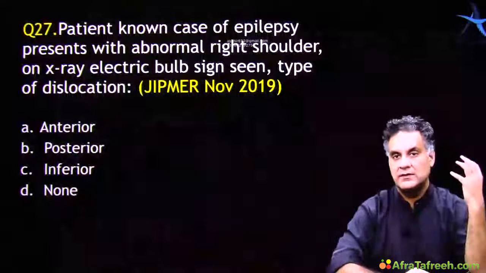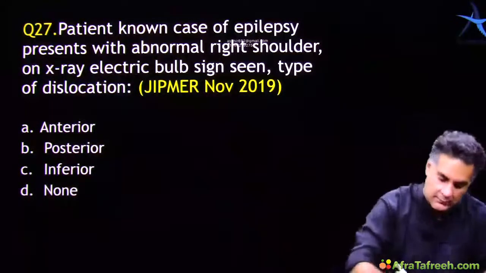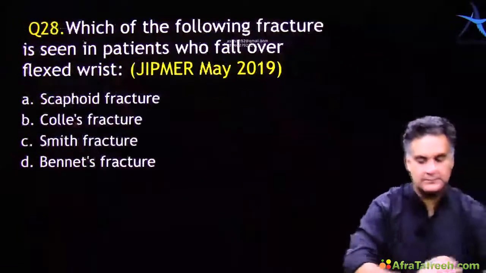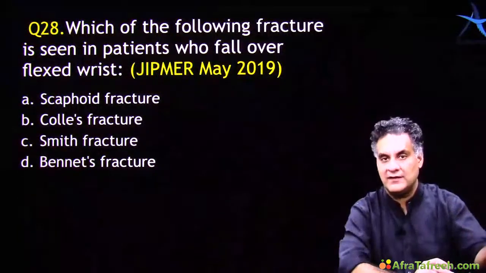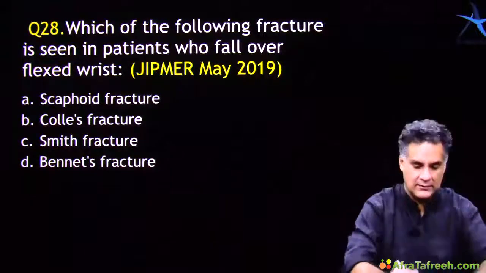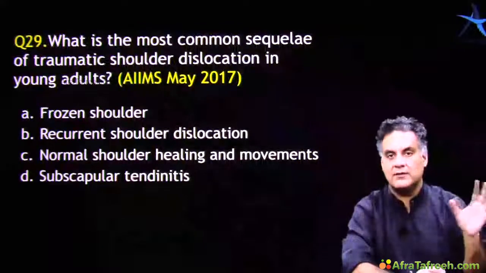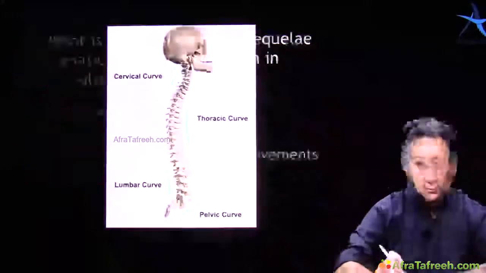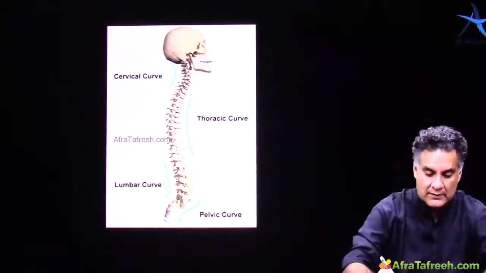Patient, known case of epilepsy. Where will the dislocation occur? Posterior, in the shoulder. Which of the following fractures is seen in a patient who falls on a flexed wrist? Remember, flexed wrist, Smith fracture. Colles is an extension injury. What is the most common sequela of a dislocation of the shoulder? Recurrent dislocation.